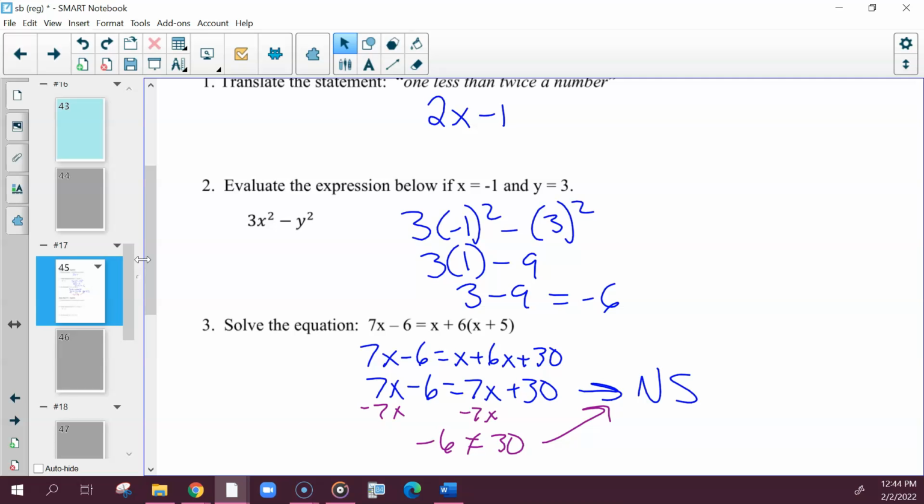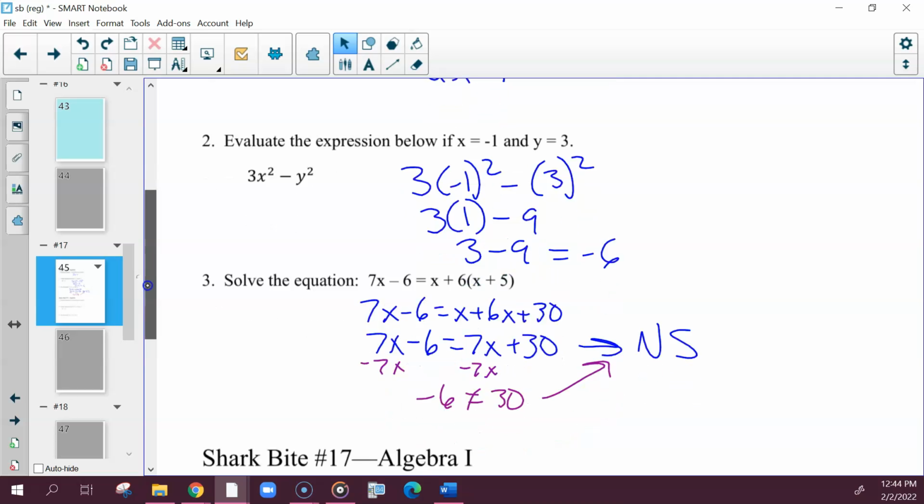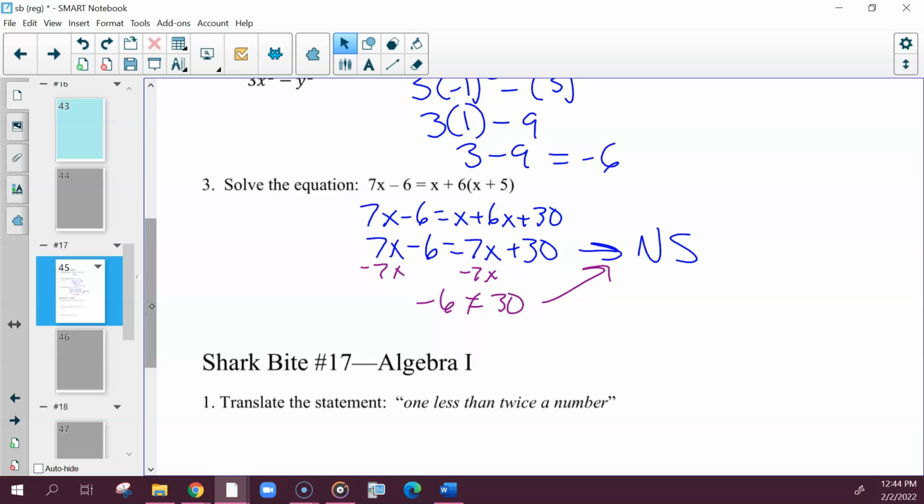For number 3, you needed to solve this equation. So as you start solving this, you distribute and then combine your like terms. If you notice that you have the same coefficient, the 7, but different constants, the negative 6 and the 30, you could stop there and say this will give you no solution. Or you could continue to solve it.